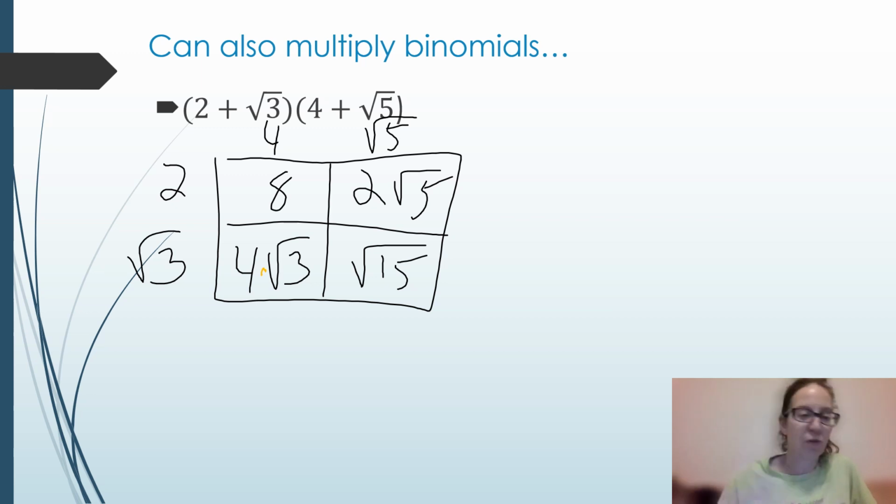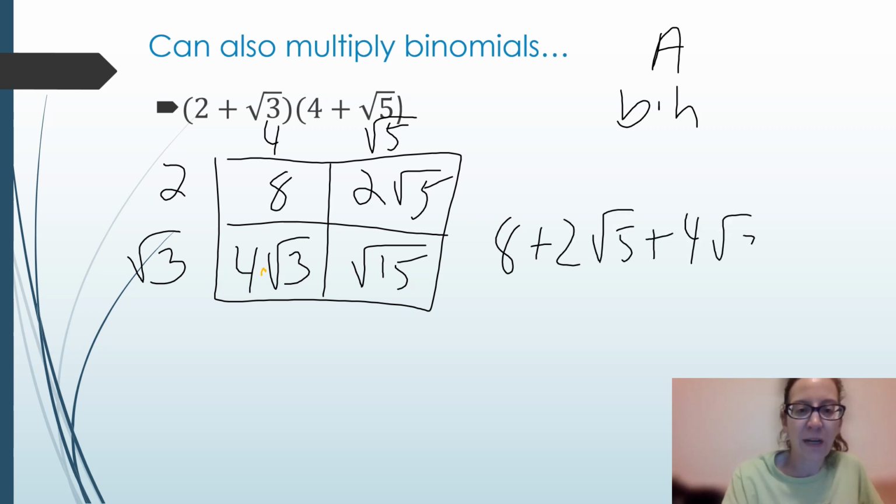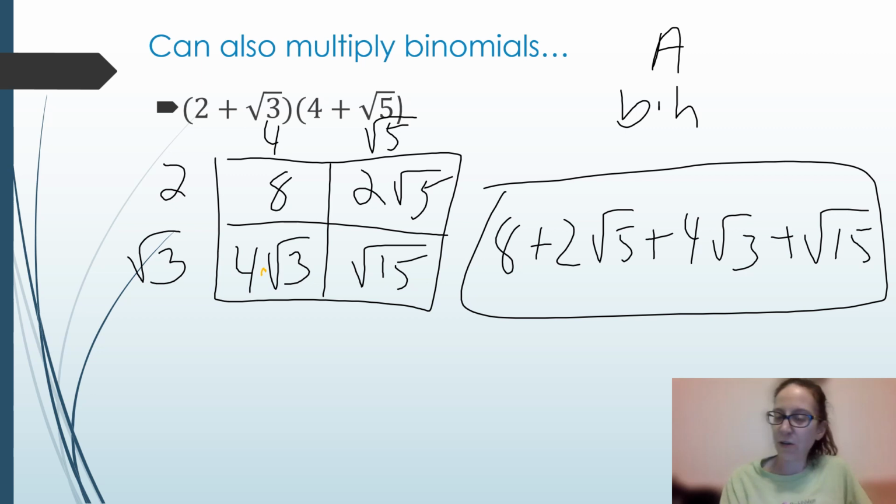And as is always the case with the area model, you do need to add them up because what we're trying to do is get the area. And so once we do the base times the height, we need the whole thing. So we have 8 plus 2 root 5 plus 4 root 3 plus root 15. And for now, that's where you need to leave it.